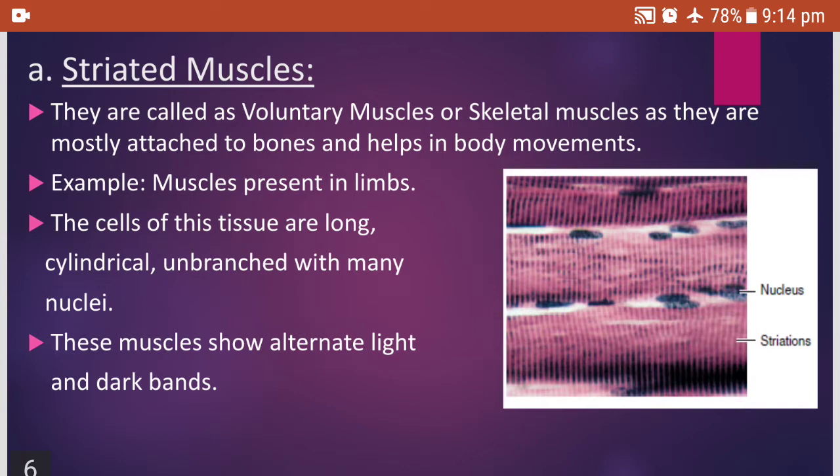Striated muscles are called voluntary or skeletal muscles as they are attached mostly to bones and help in body movements. Example, muscles present in limbs. The cells of this tissue are long, cylindrical, unbranched with many nuclei. These muscles show alternate light and dark bands.